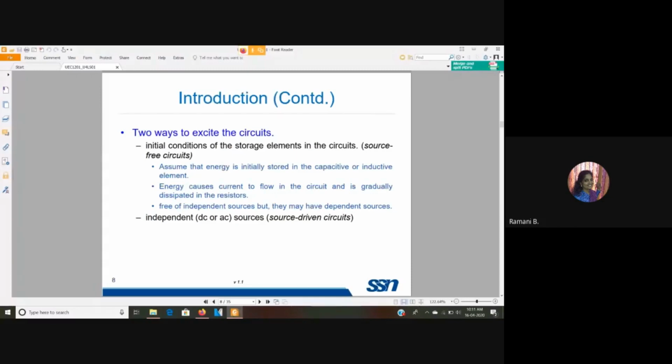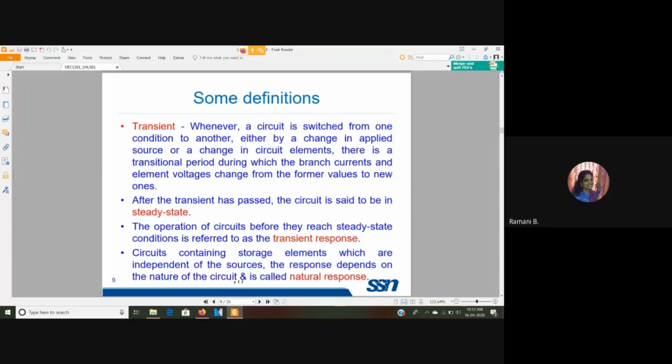The second type of exciting the circuit is having independent sources connected to the circuit. The source may be AC or DC. Such a circuit we call the source driven circuit. Next we shall see some basic definitions. As I was mentioning, transient: whenever a circuit is switched from one condition to another, that is on to off or off to on, or in some cases when you move the switch from one position to another.